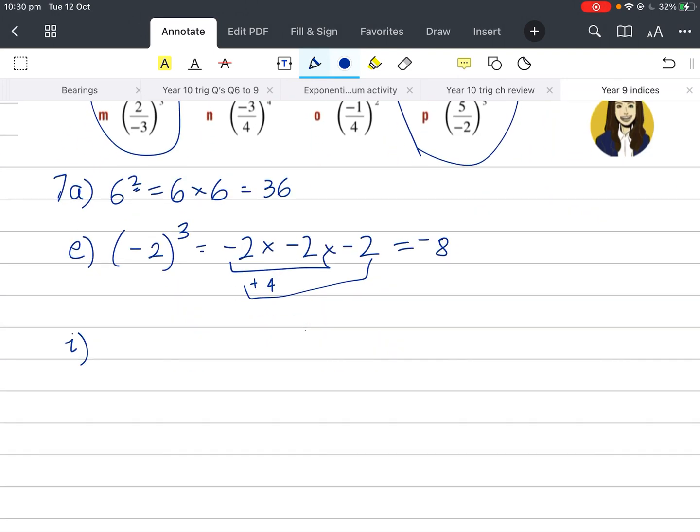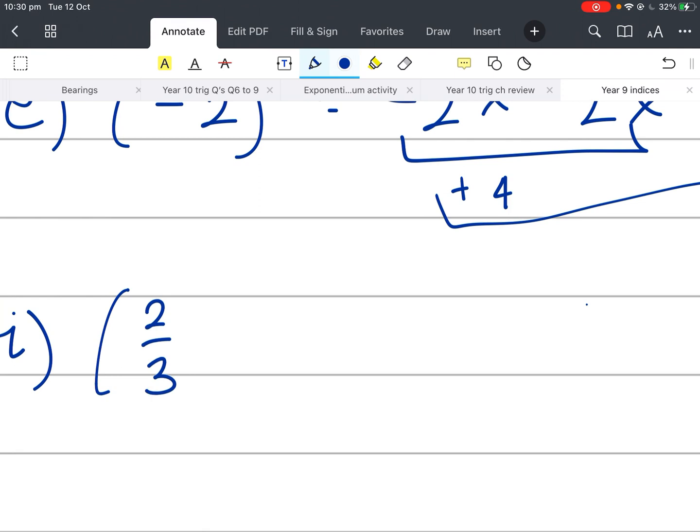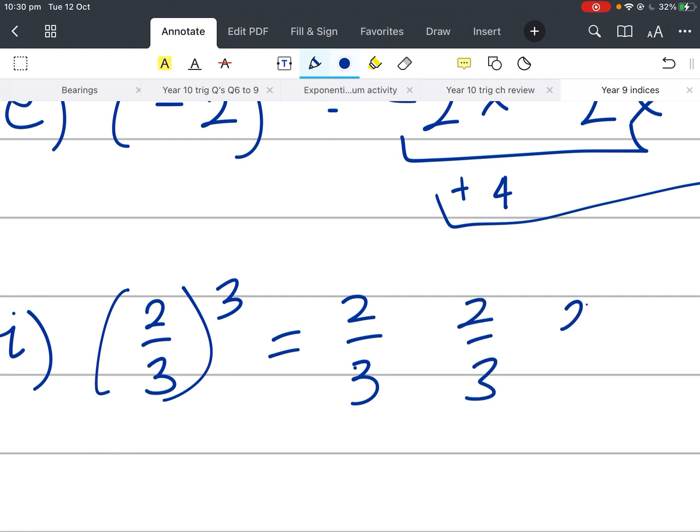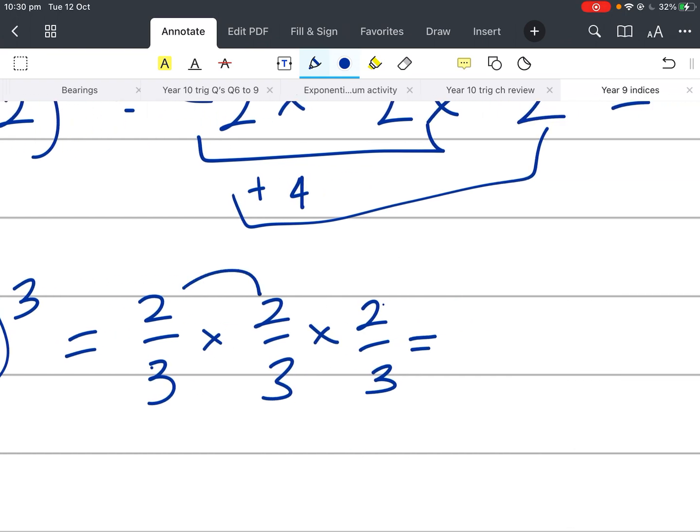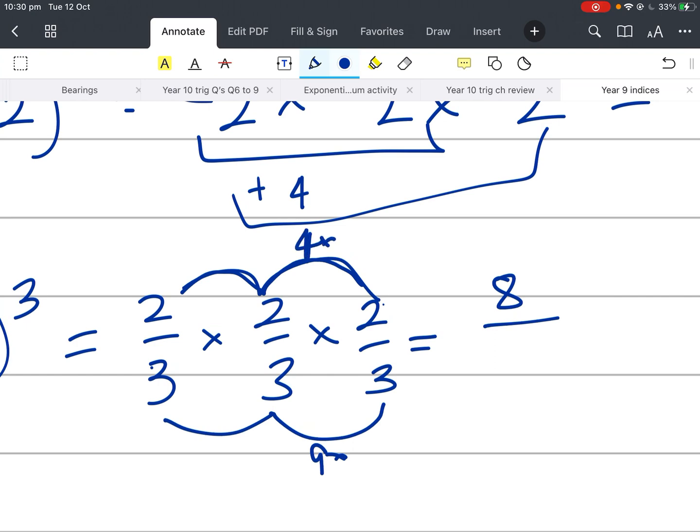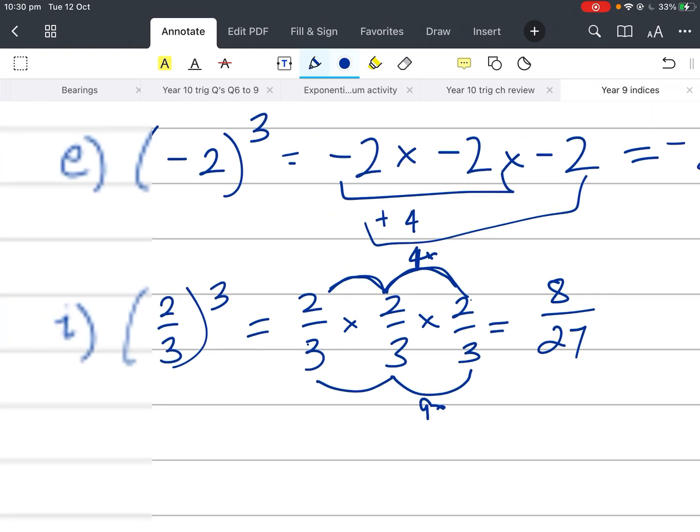Next one is I, 2/3 to the power of 3. So that means write the 2/3 3 times, put a times in between, multiply the top numbers. 2 times 2 times 2. Well, 2 times 2 is 4, and then 4 times 2 gives 8. I think we already did this one, didn't we? 3 times 3 is 9, and then 9 times 3 gives 27.